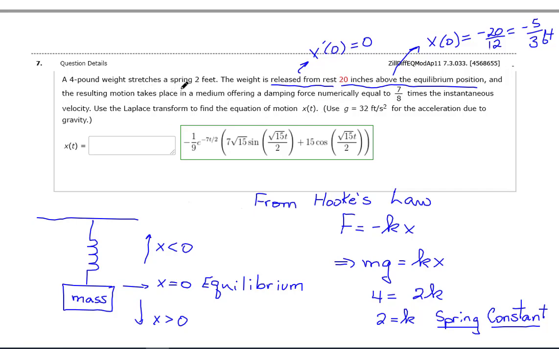It stretches the spring from its normal length by 2 feet. So we want to use something called Hooke's law. Hooke's law is the restorative force, and I get K, which is the spring constant. mg is the weight. We have a 4-pound weight, so mg is 4. X is 2 feet, and so I get that my spring constant is 2. All right, what else is hiding? We have a dampening force of 7/8 times the instantaneous velocity.